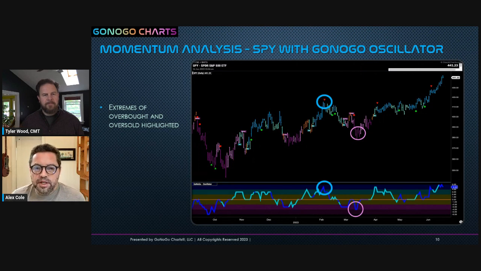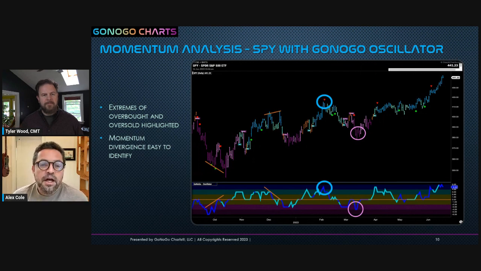And of course, importantly, we can also see divergence because we have higher highs in price here, lower highs in the oscillator. The first example on the left is lower lows in price, but with higher lows in the oscillator. So we get all of the information that we want out of our momentum tools, but hopefully, as you can see, without clouding the chart, because we leave that price panel large on the top half.